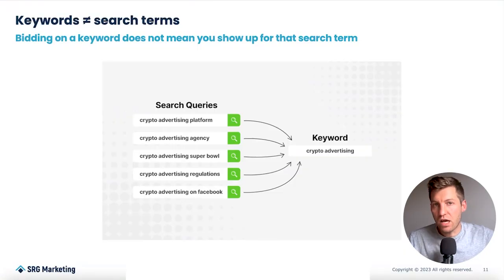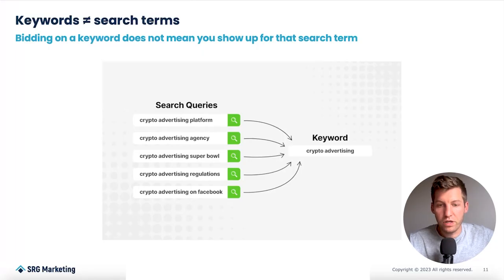Now, this might sound obvious, but the truth is just because you bid on a keyword, it doesn't mean that you actually show up when someone searches that exact phrase in Google. So based on the match types you're using, it's going to determine how closely you relate to the keyword that you're bidding on.